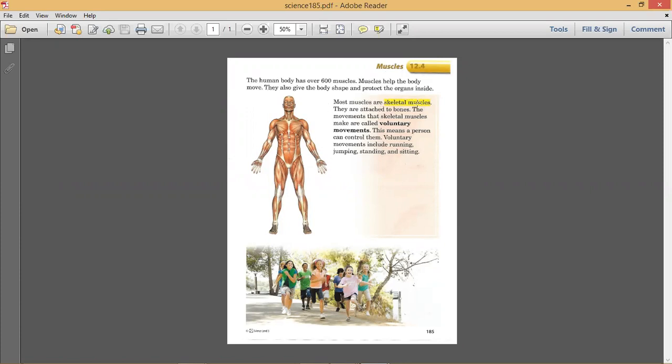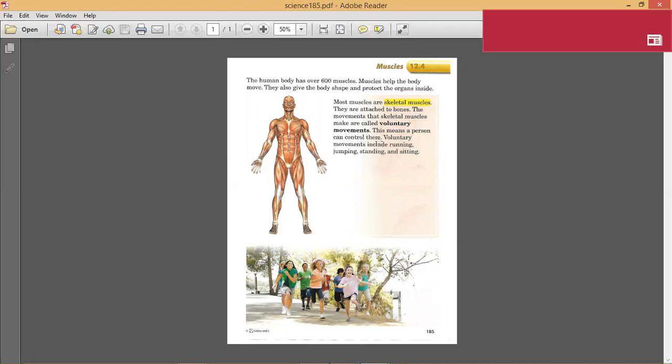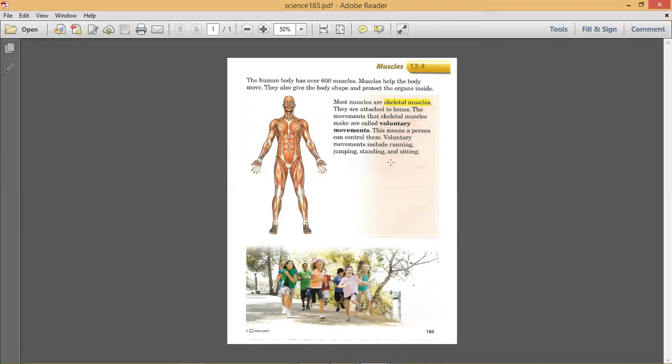Now, most muscles are skeletal muscles. They are attached to the bones. The movements that skeletal muscles make are called voluntary movements. When you say voluntary movements, it means a person can control them. Voluntary movements include running, jumping, standing, and sitting.